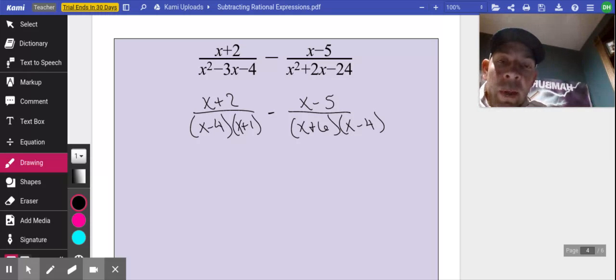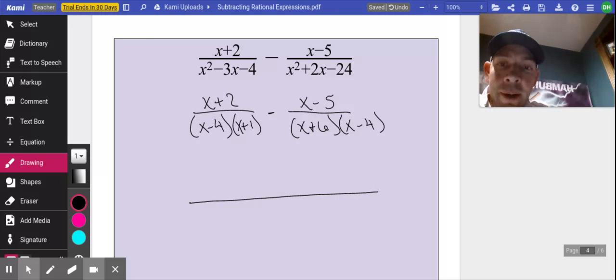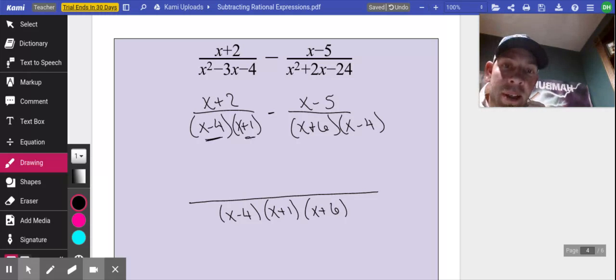Okay, so now here's what I'm thinking. I'm thinking my common denominator is going to be a factor. I want to include the factor x minus 4, the factor x plus 1, and the factor x plus 6. And so I took this one, this one, this one, and then I didn't have to take this one because I already had it. So I didn't have to repeat it, so to speak.